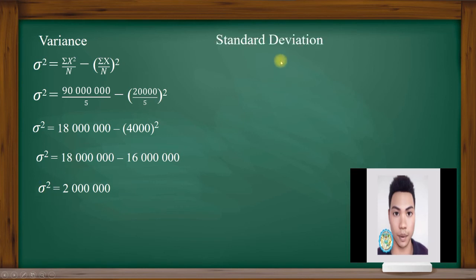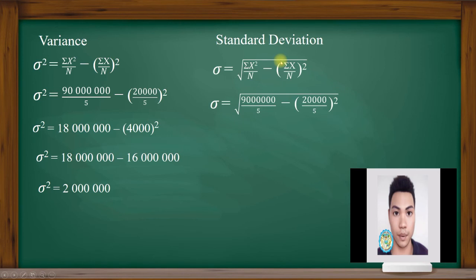And then standard deviation, since nakuha natin yung variance, madali lang to, square root lang natin yung 2 million na variance. So we have the standard deviation is 1,414.214.